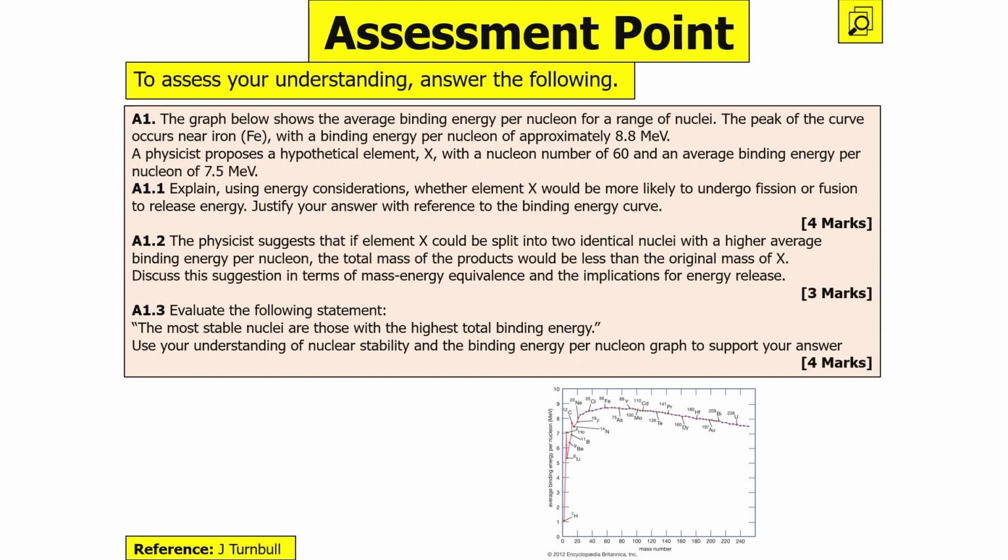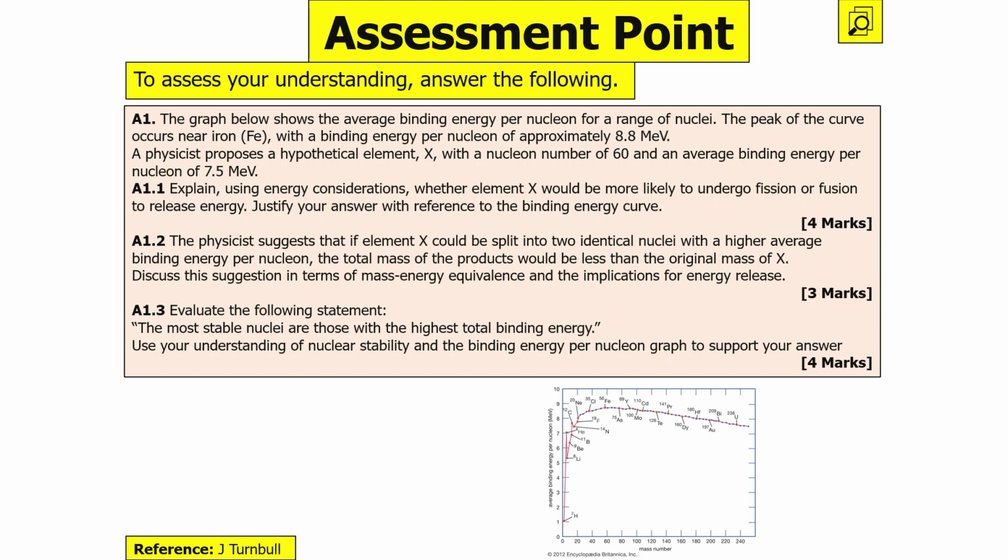The peak of the curve occurs near iron, with a binding energy per nucleon of approximately 8.8 MeV. A physicist proposes a hypothetical element X with a nucleon number of 60 and an average binding energy per nucleon of 7.5 MeV. Explain, using energy considerations, whether element X would be more likely to undergo fission or fusion to release energy. Justify your answer with reference to the binding energy curve.